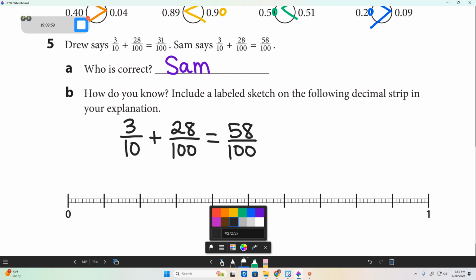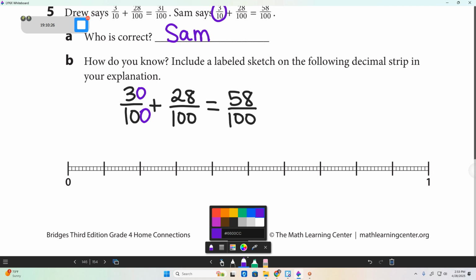Well, that's because Sam knew that you have to make the denominators both into 100 before adding them. 3/10 is the same as 30 hundredths. Now you can see 30 plus 28 is 58. So Sam is correct because Sam changed 3/10 to 30 hundredths, just as he or she should have. All right. Then it says to sketch it on the decimal strip. Oh, we can totally do that.